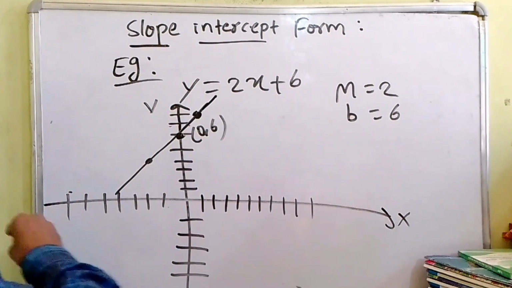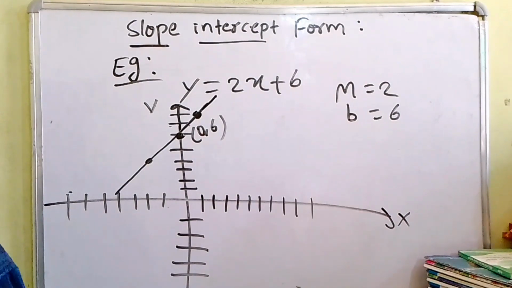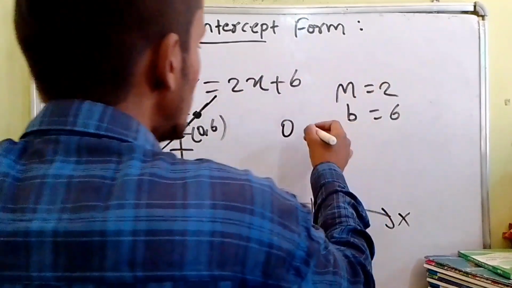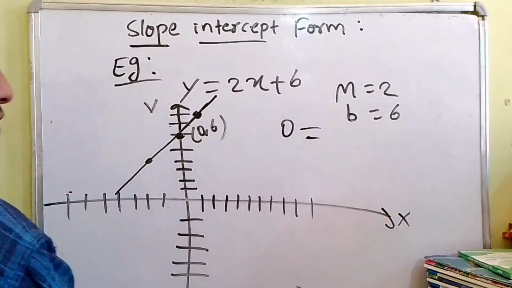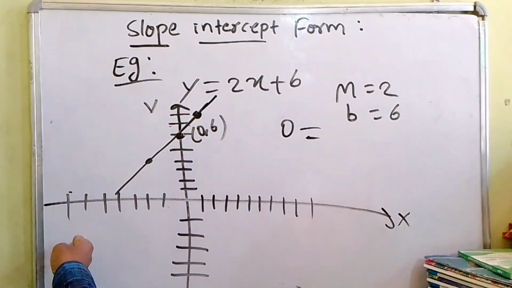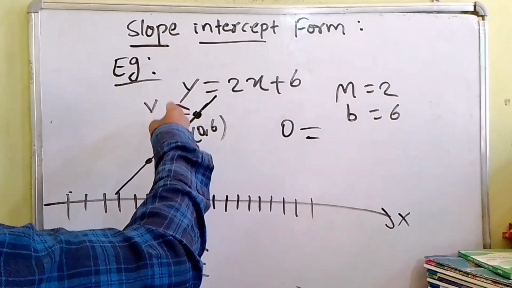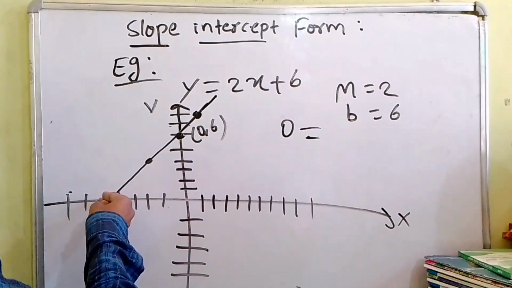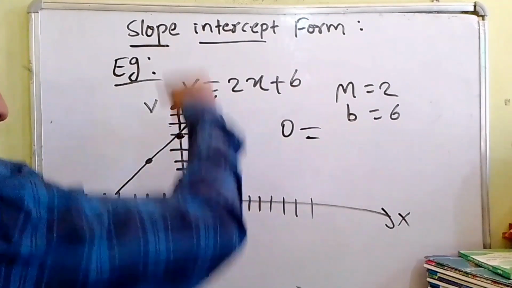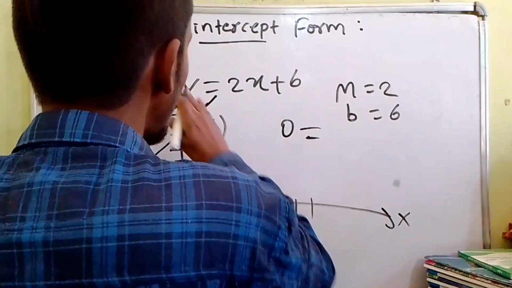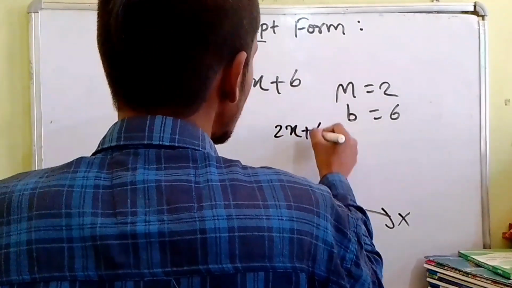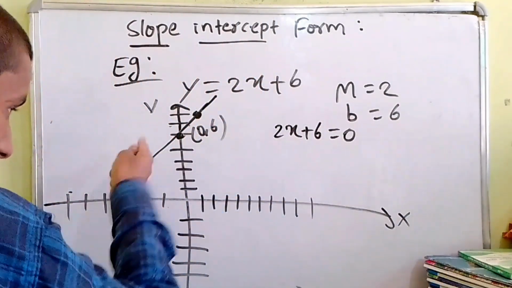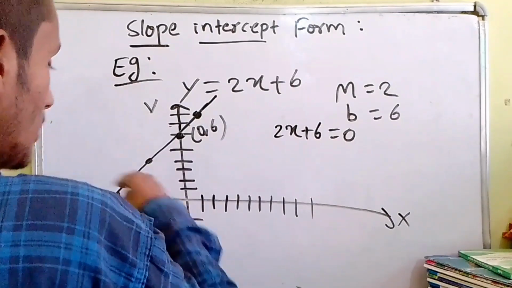If you want to compute where it cuts the x-axis, where its x-intercept is, then what you can do is make y equal to 0. Why do you have to make this equal to 0? Because whenever it cuts the x-axis, the y coordinate will be 0, because it is sitting on the x-axis, meaning it is moving nowhere on the y-axis. It is at 0. So you have 2x plus 6 is equal to 0, because the y should be 0 to cut the x-axis.